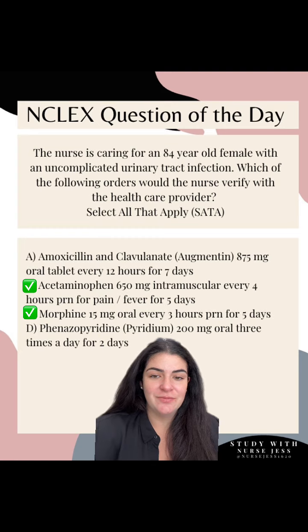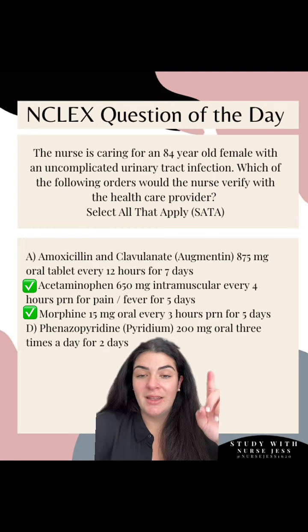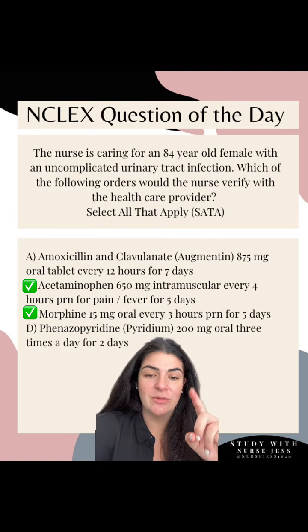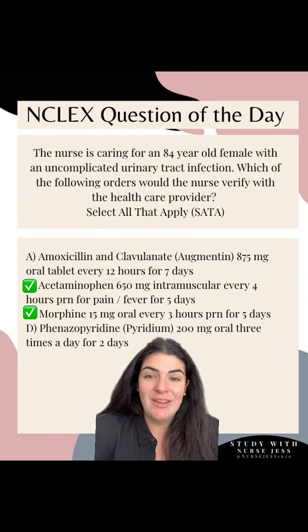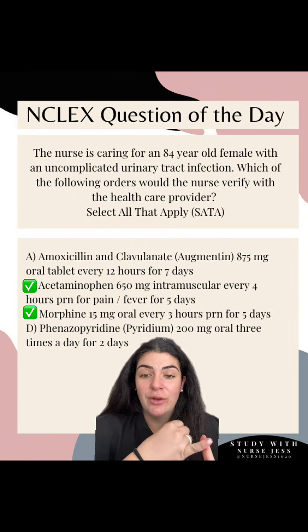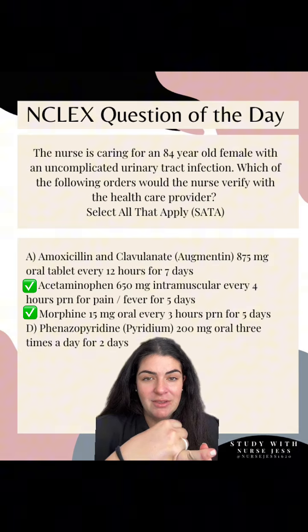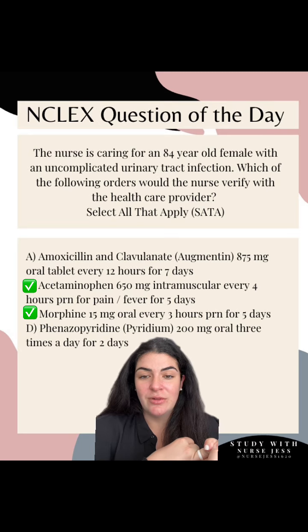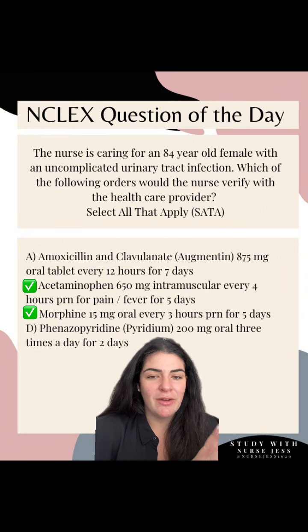Now, if we look at the information of the client that was given to us in the question, we have an 84-year-old female with an uncomplicated UTI. First off, 84 years old with morphine is a fall risk. There's no prior history of any opioid medication given. So this is something that I'm going to want to verify with the provider. It doesn't mean that it's not warranted, but something we're going to need to verify.